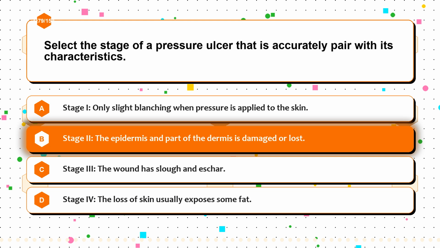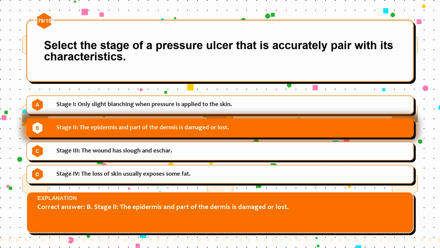The correct answer is option B. Stage II. The epidermis and part of the dermis is damaged or lost. Correct answer B. Stage II. The epidermis and part of the dermis is damaged or lost.